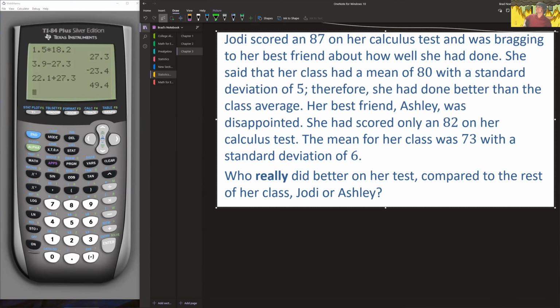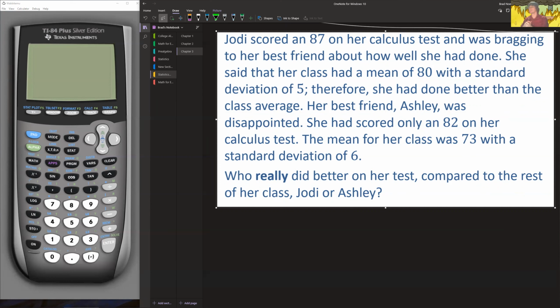Anyway, Jody scored an 87 on her calculus test and was bragging to her best friend about how well she had done. She said that her class had a mean of 80 with a standard deviation of 5. Therefore, she had done better than a class average. Her best friend Ashley was disappointed. She had scored only an 82 on the calculus test. The mean for her class was 73 with a standard deviation of 6. Who really did better on the test compared to the rest of her class, Jody or Ashley?